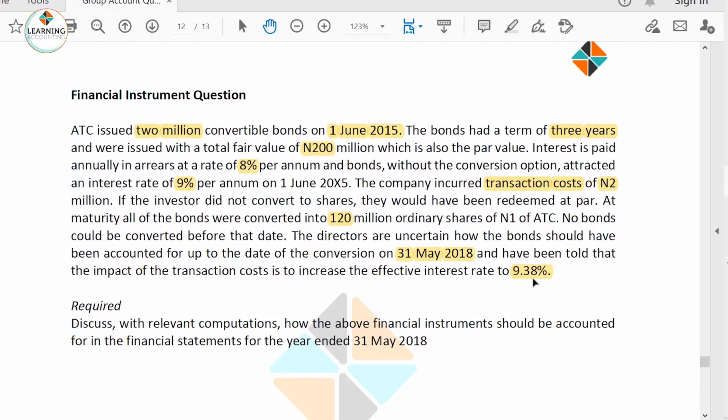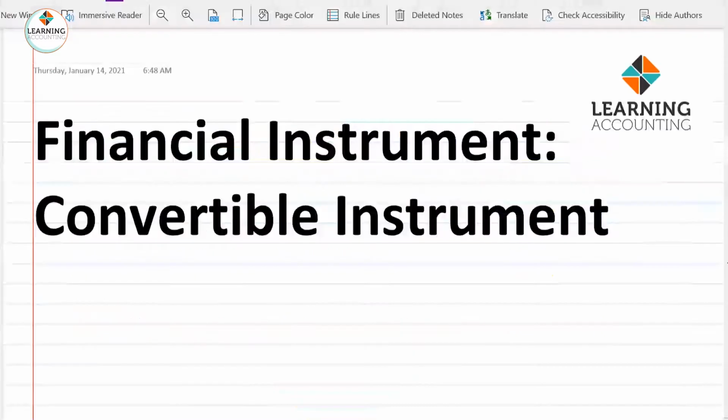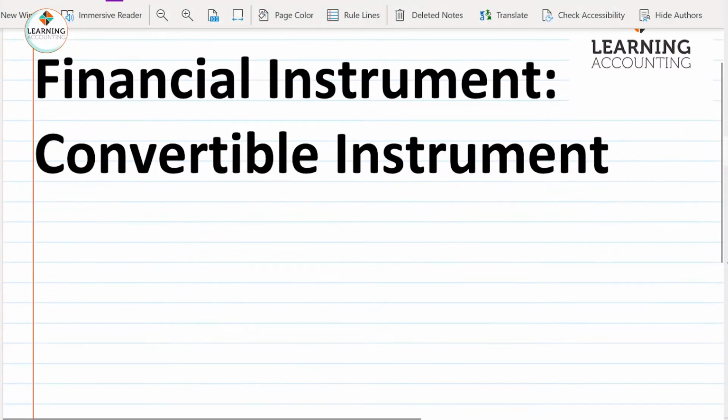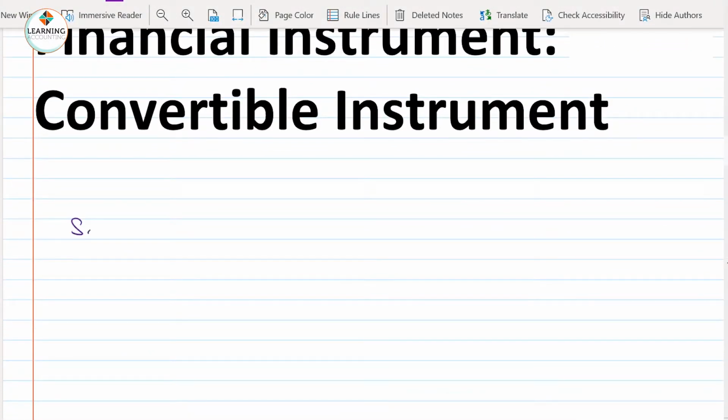Okay, so we can see there's an impact of the transaction cost, which we would have to also consider while treating this particular instrument. So first of all, this is a convertible instrument, and in line with IAS 32, financial instrument presentation, convertible instruments are instruments that have both debt and equity components. So you have to separate the debt component from the equity component by doing a split accounting technique on the instrument. And to do so, we have the solution here.